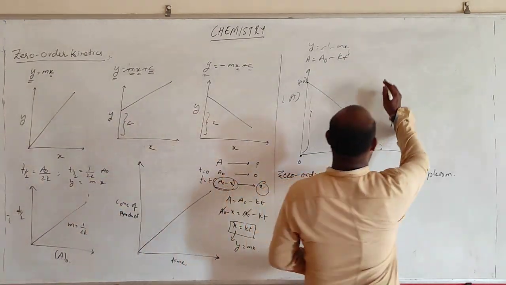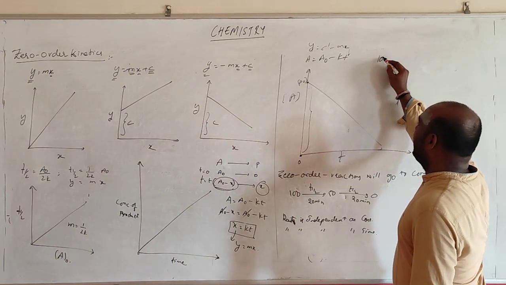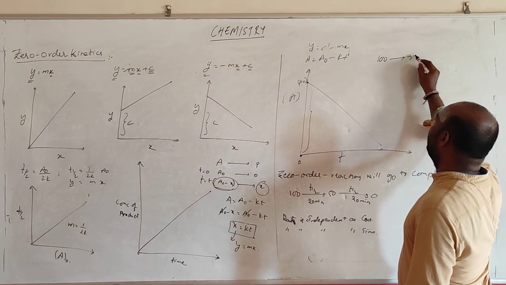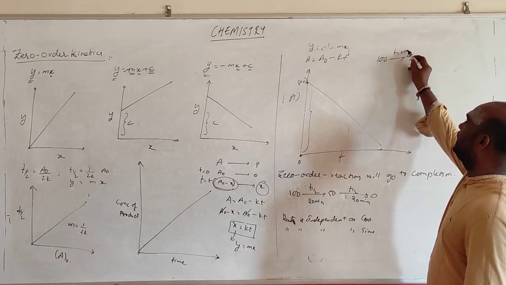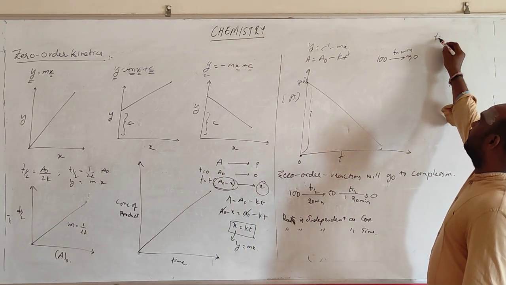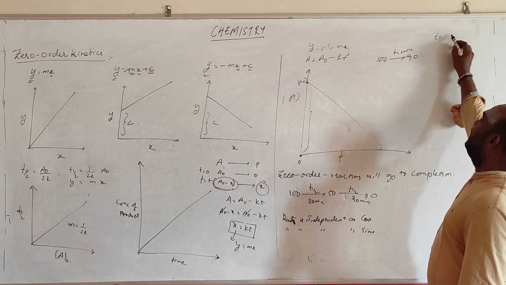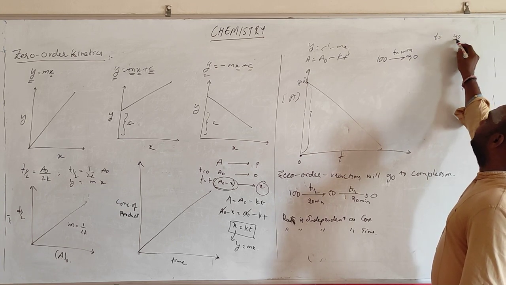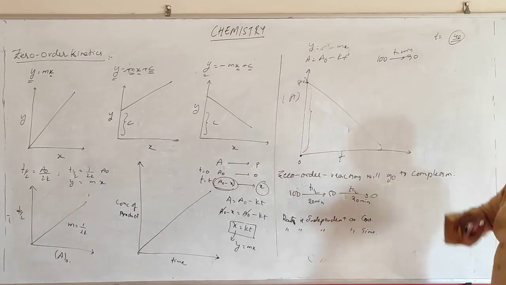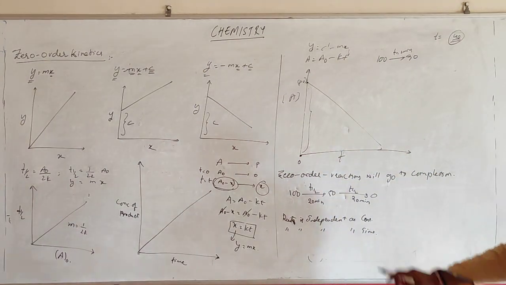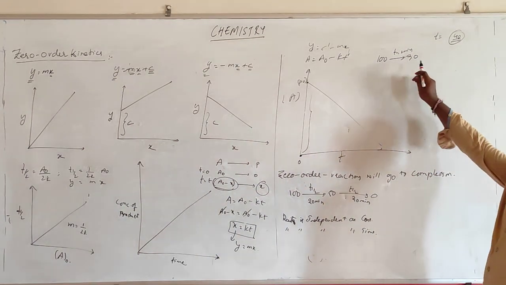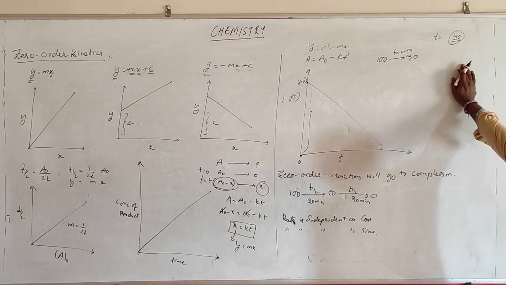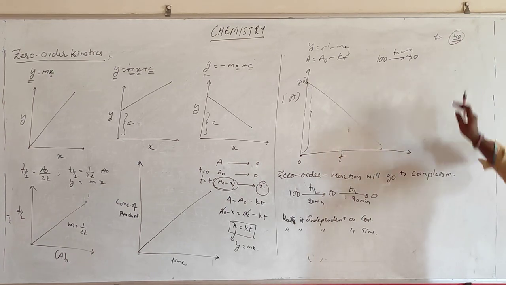Suppose the time taken from 100 to 90 is t. Let me take this time t as 2 minutes. What is the time taken for the remaining to be 40? Initially it is 100. For 100 to 90 conversion, it takes 2 minutes. If the final concentration should be left out as 40, what time will it take?